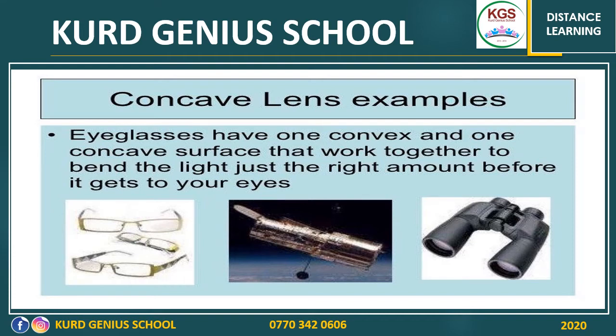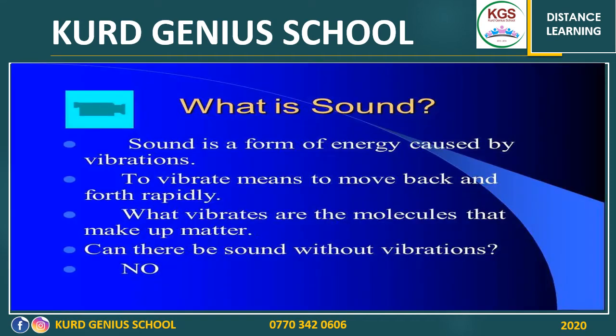So, but the uses of concave lenses are used in binoculars and flashlights and also eyeglasses. Those are types of the concave lens that use it to producing these objects. So we are finished the light energy. We're gonna talking about the sound energy.